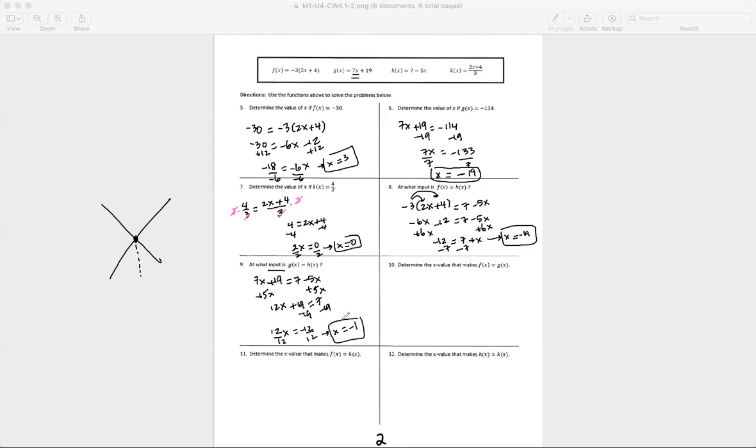Okay, so this is 9. Number 10, determine the x value that makes f of x equal g of x. So again, f of x and g of x, you're going to make them equal. When I say you're going to make them equal, you're making the right-hand side of f of x equal to the right-hand side of g of x.